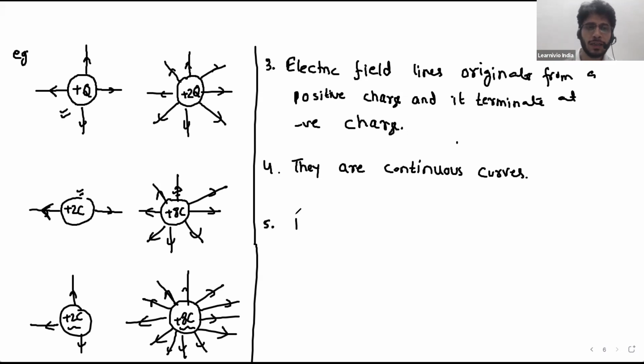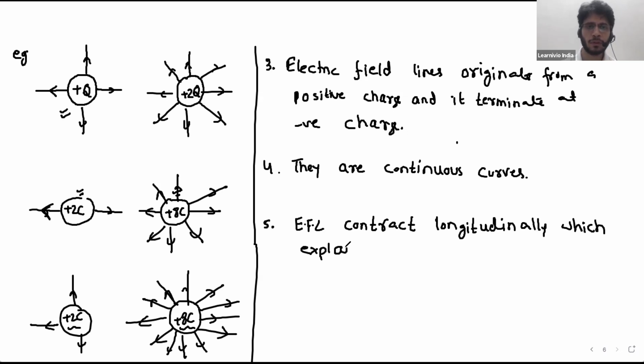So you can say that electric field lines contract longitudinally, which explains attraction of unlike charges.